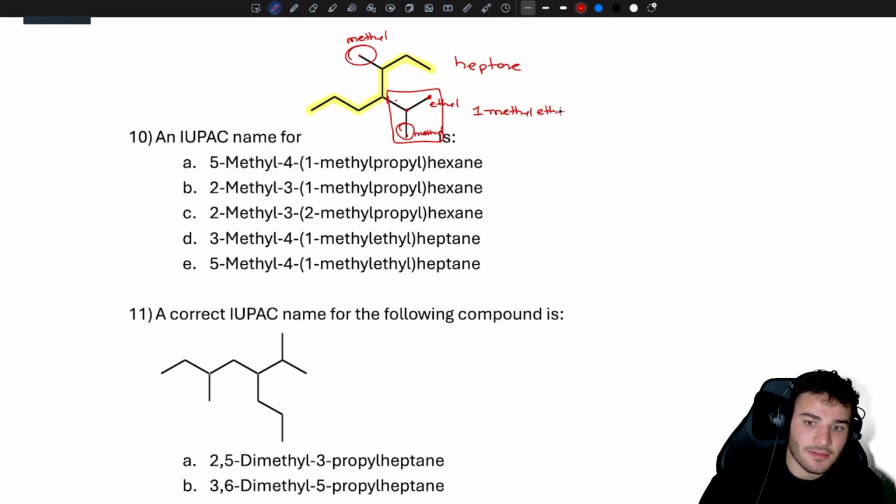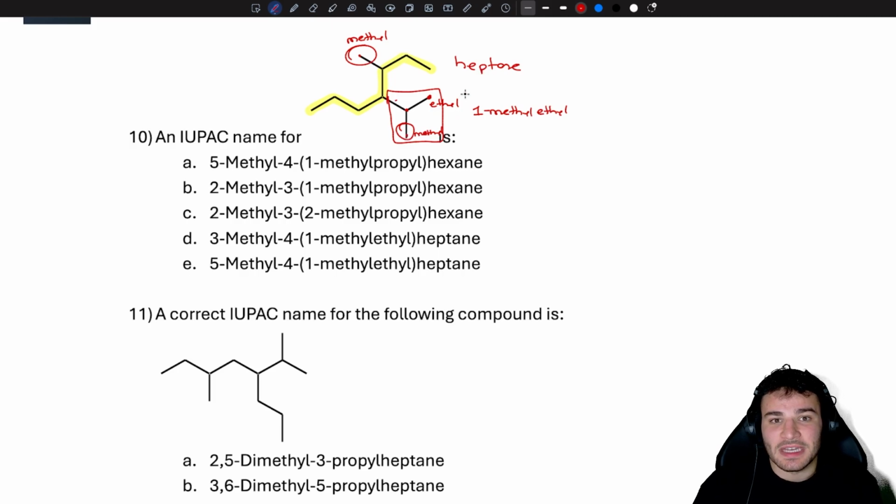ethyl, right? If you had to name this, you can name it as a substituent of a substituent, meaning that the short ethyl would be our parent chain, and this methyl would be our substituent. And no matter which way you count from, 1 would be the smallest number, meaning that this is the name of our full substituent.